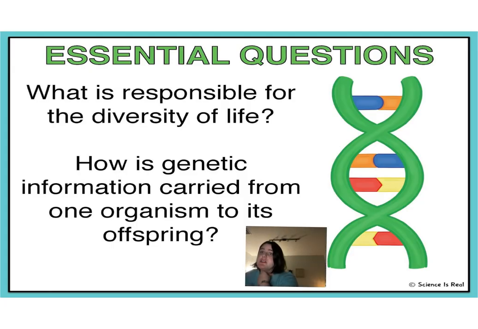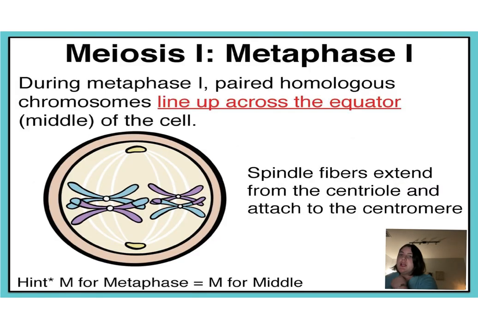Our essential questions are still the same. What's responsible for the diversity of life? And how is genetic information carried from one organism to its offspring? So we already covered prophase one, okay? Today we are going to start with metaphase one, okay?